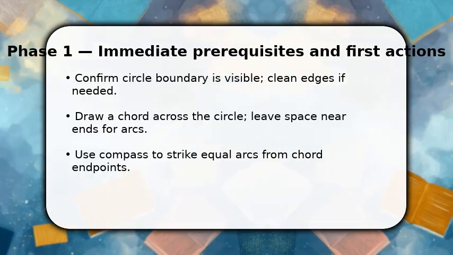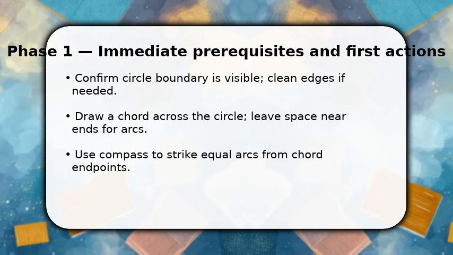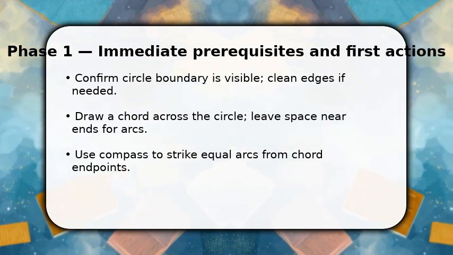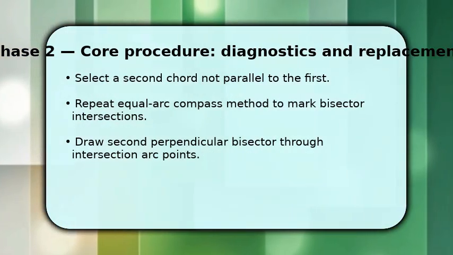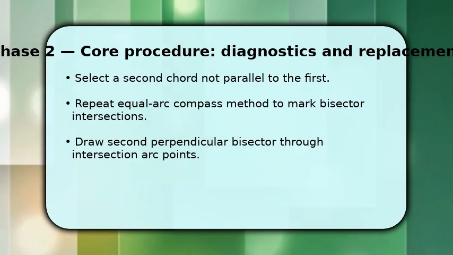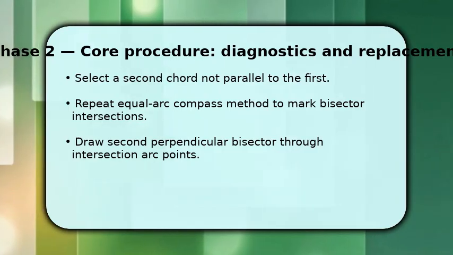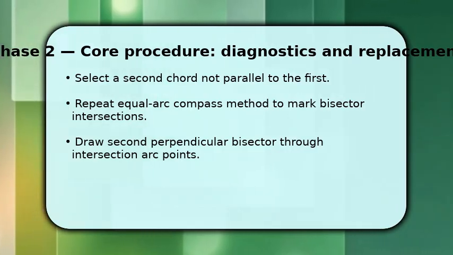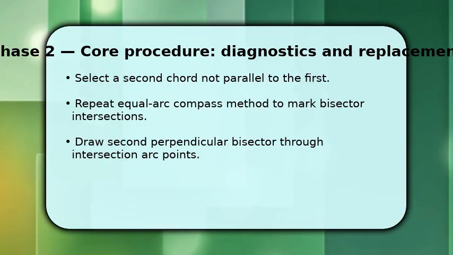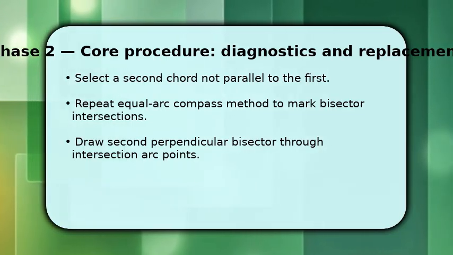Now choose a second chord that is not parallel to the first and repeat the equal arc procedure. From each endpoint, draw arcs with the same compass width so they intersect on both sides. Then use your straight edge to join those intersection points, forming the second perpendicular bisector. Once drawn, you will see the two bisectors cross. Make sure your lines are long enough to cross clearly.